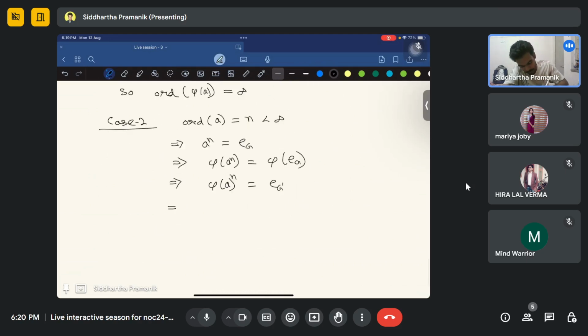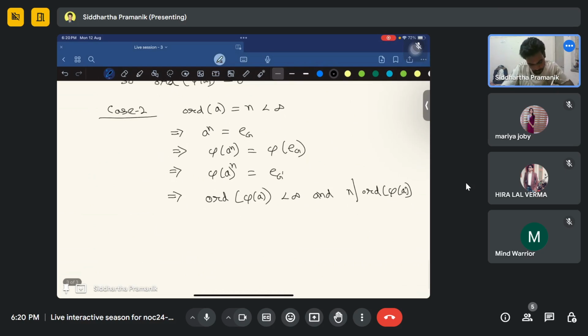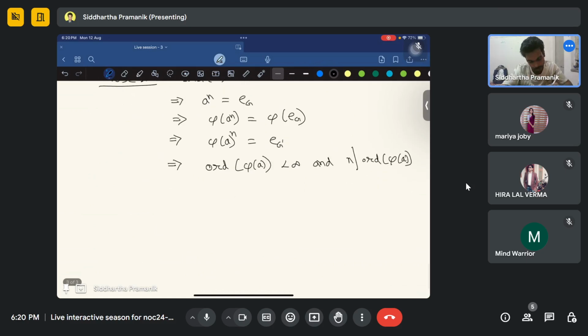So that means the order of phi of A is finite and n divides the order of phi of A. This is by the properties of order of an element, which I have done in the second session. You can go back and check. Now we need to prove it is exactly equal to n.